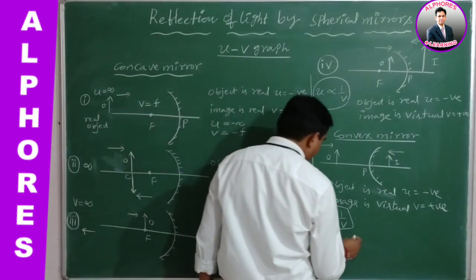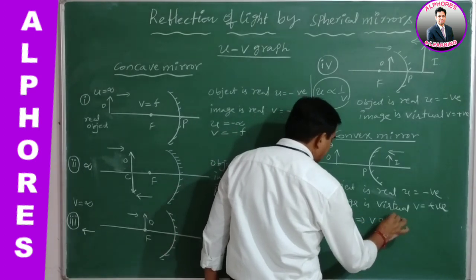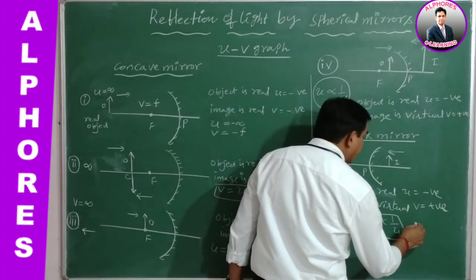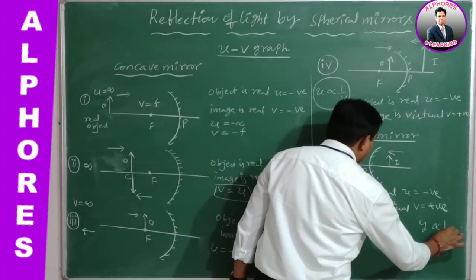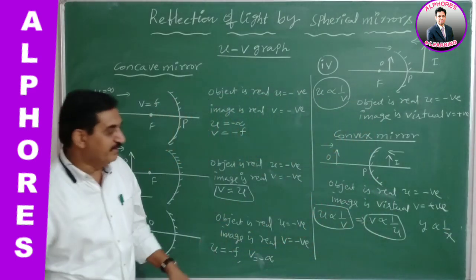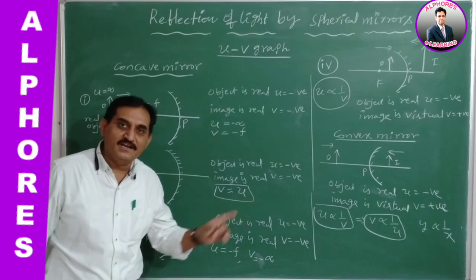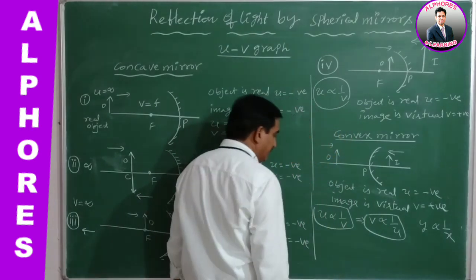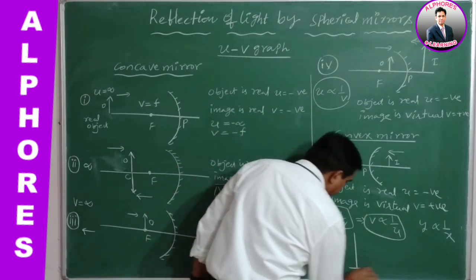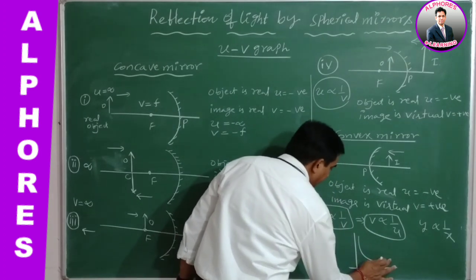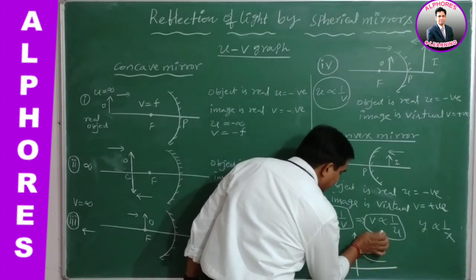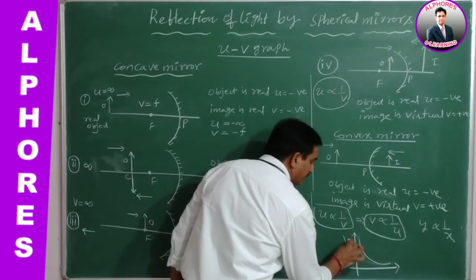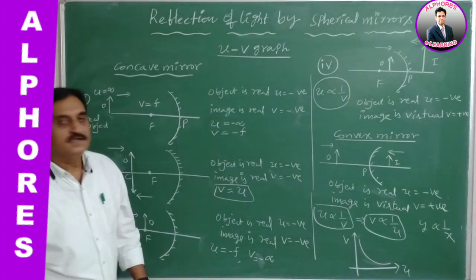This can also be written as V is inversely proportional to U. It is similar to Y is inversely proportional to X. If a graph is drawn between X and Y, it gives a rectangular hyperbola. Therefore, the UV graph generally gives a rectangular hyperbola. This is the nature of the graph, a rectangular hyperbola. See, the graph is shown in the diagram. This is V, this is U, this is a rectangular hyperbola.